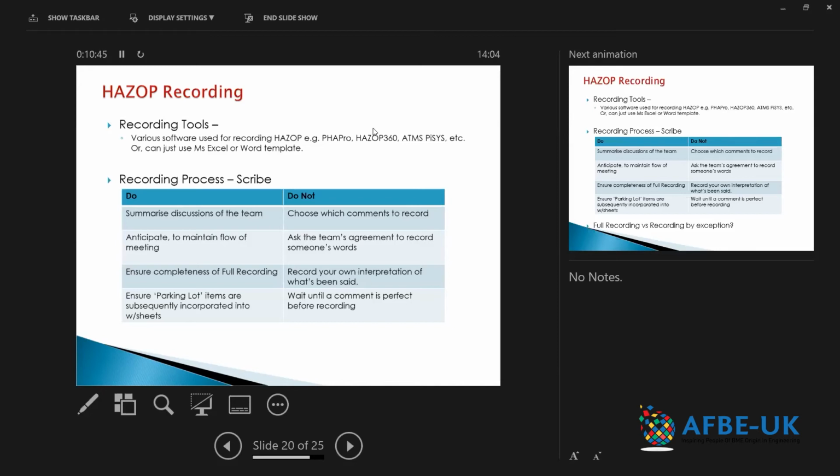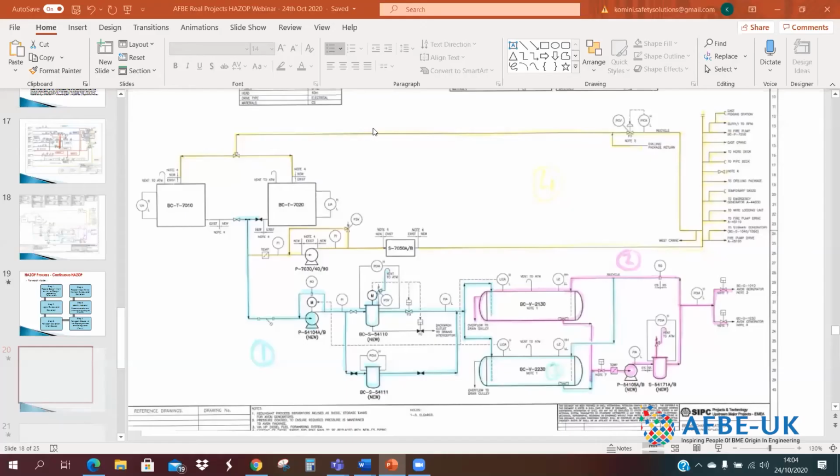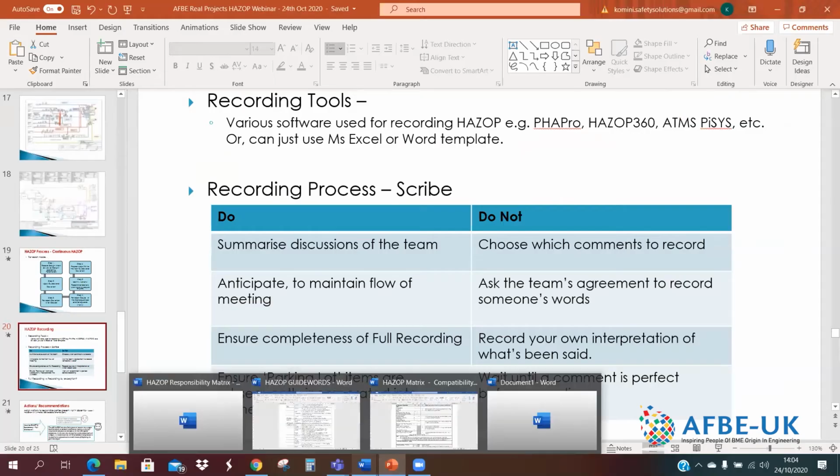Obviously, there are standard worksheets that are used for recording, and we'll look at the standard. Just bring up a worksheet. I think I have it up here somewhere.